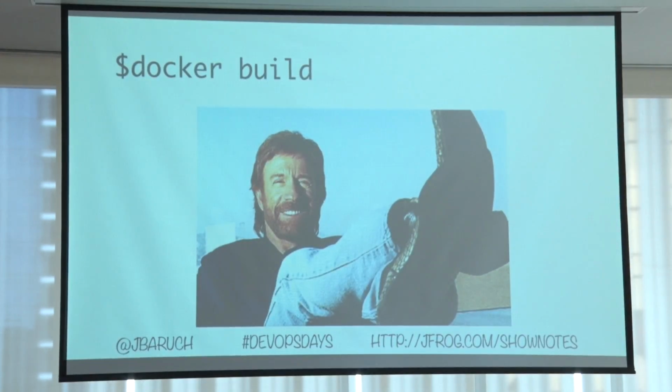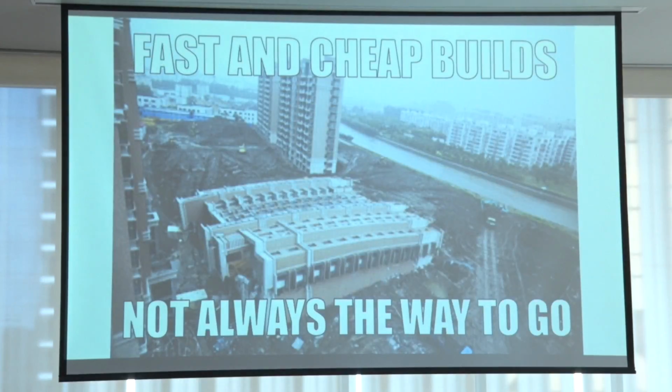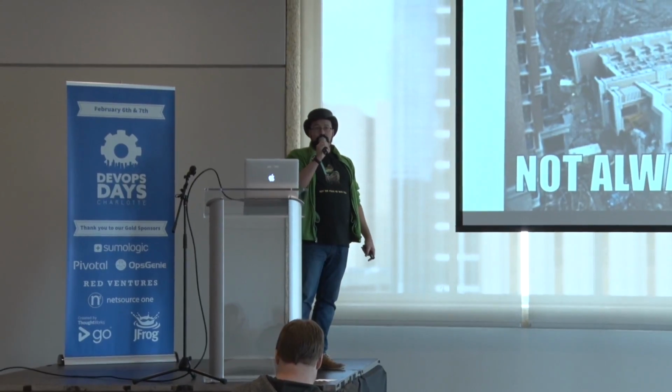Now, with Docker, it doesn't work. It doesn't work because of this guy, not because of Chuck Norris, but because of Docker build. Docker build is so powerful, like Chuck Norris, that you tend to do everything with Docker build. So instead of promoting binaries through quality gates, you start to promote the Docker build file and run it in each and every environment. That, of course, makes perfect sense because Docker build is so powerful and easy. Well, powerful and cheap builds are not always the way to go. That's a building in Shanghai, China, true story. I think no casualties, it wasn't populated yet.